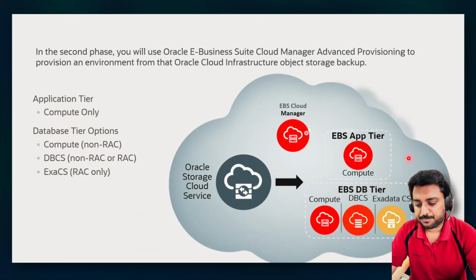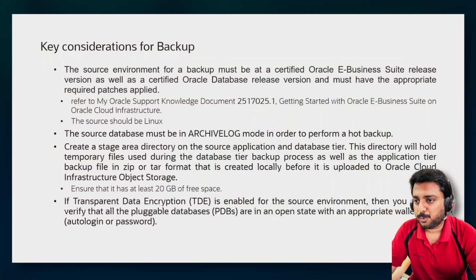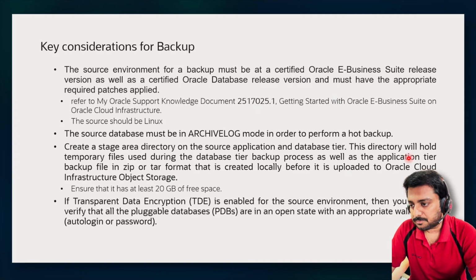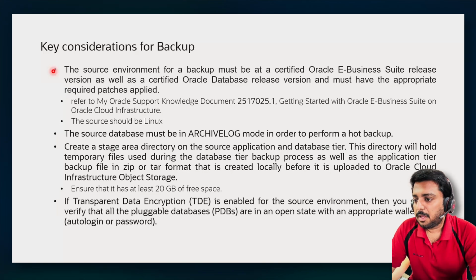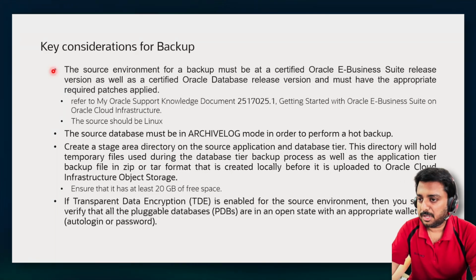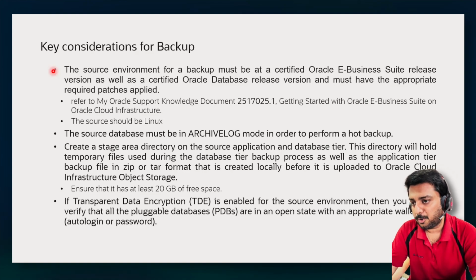Before you start taking the backup of your EBS application from your on-premises, what are the key considerations you need to ensure to have a seamless migration? Your source environment of the backup must be at a certified EBS release, and also the database should be at a certified release version. It can be either 12.1.3 or 12.2 with database version as 19c.